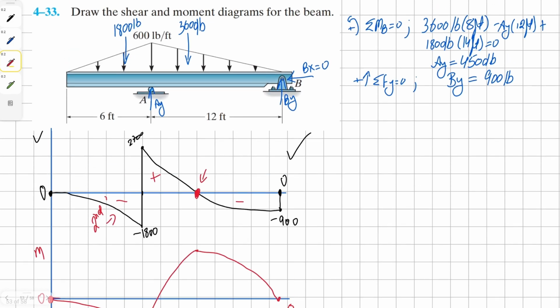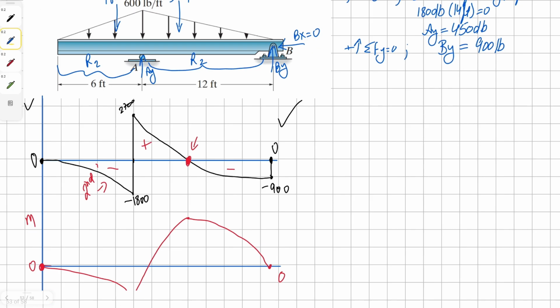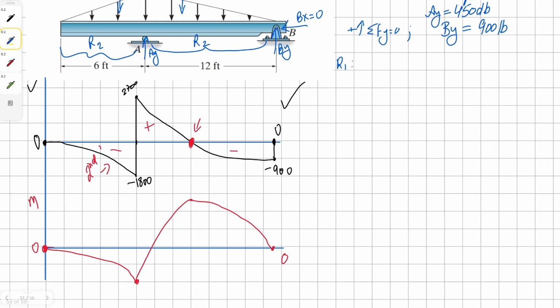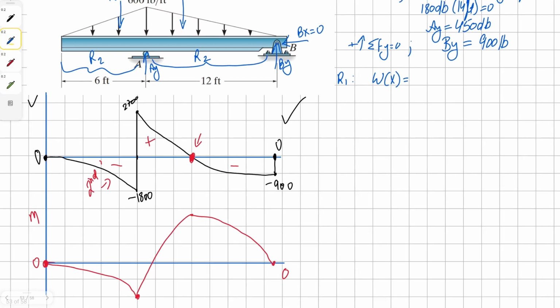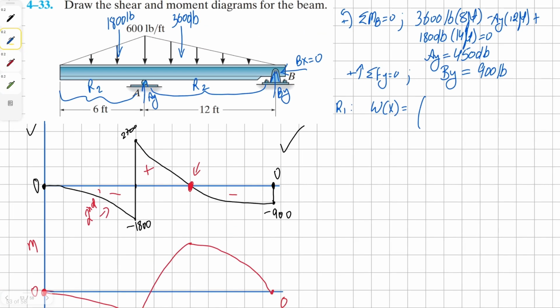So let's go back to our beam diagram, and in here we know that there's going to be two separate regions. We're going to name region 1 and region 2. Okay, so to begin with region 1, our load equation is going to be rise over run. So we know that we're going to end at 600, beginning at 0, and for distance we're going to end at 6 feet and begin at 0 feet, and it's going to be our x. So this means our load equation is going to be negative 100x.